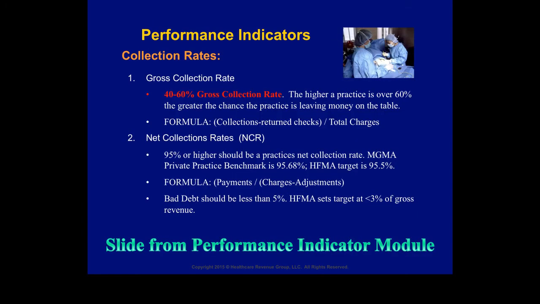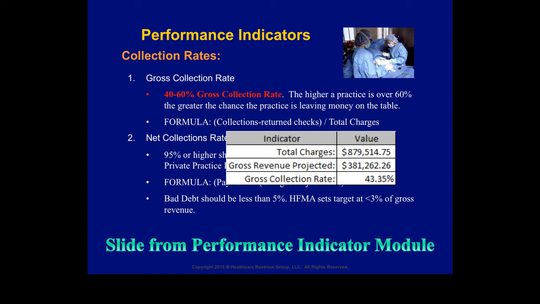So if you go to our performance indicator module, what did I call our performance indicators? I said we should be between a 40 and 60% gross collection rate. See how all these modules now are kind of coming together when you start putting the numbers and dollars and cents together? So at a 40 to 60% gross collection rate, I'm sitting at 43.35%. My charge volume against my collection volume draws me at 43.35%.